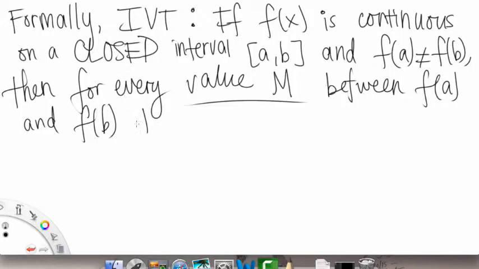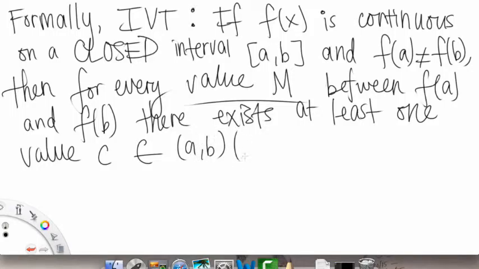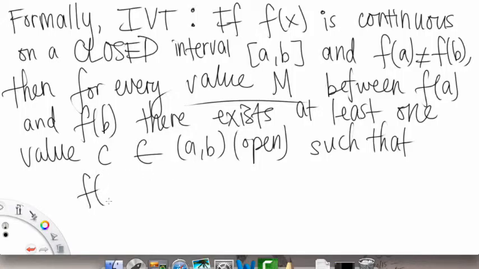there exists, sorry if it's kind of long, but I'm just going to copy it down and then I'll go through and explain what I'm writing. There exists at least one value c, so many letters, in a, b, the open interval a, b, which does not include the endpoints, such that f of c, f of this x value, is equal to m.